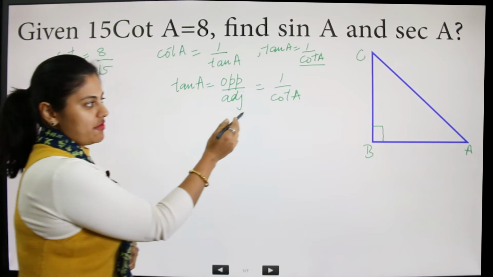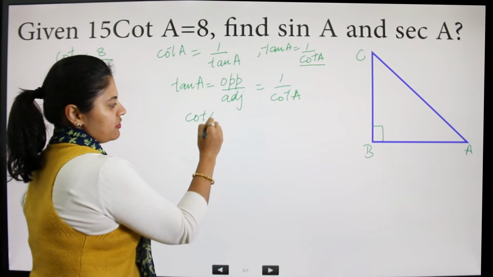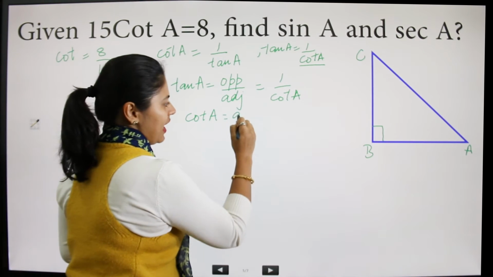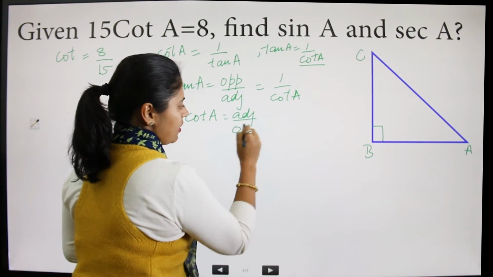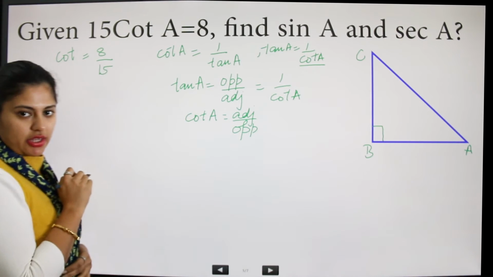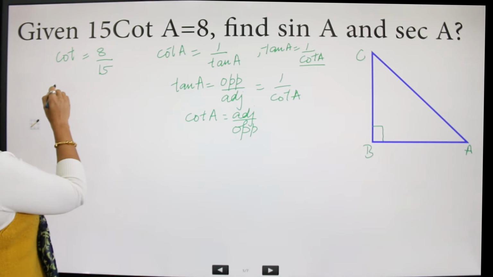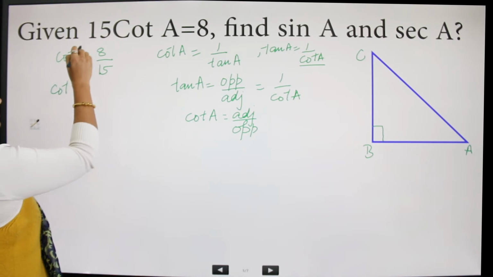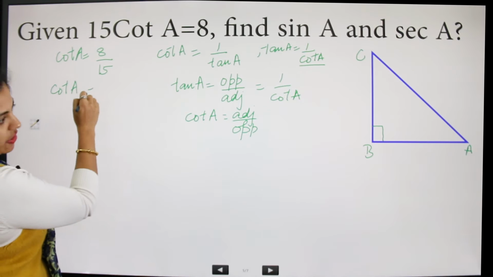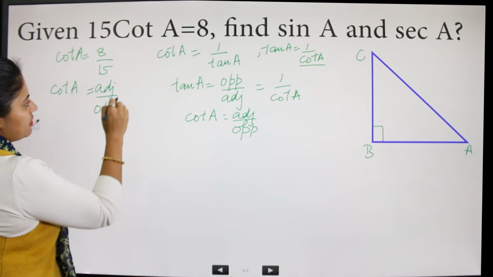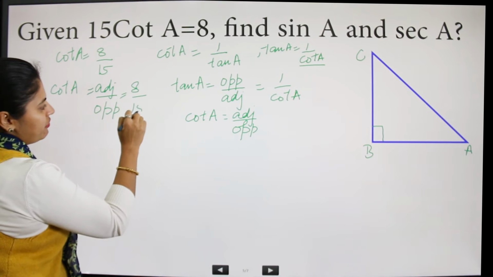So if you need to find the value of cot A from here, it will be the flip of that term. You need to flip the term. It will be adjacent divided by opposite. So you can write this as cot A is equal to adjacent divided by opposite, which is equal to 8 divided by 15.